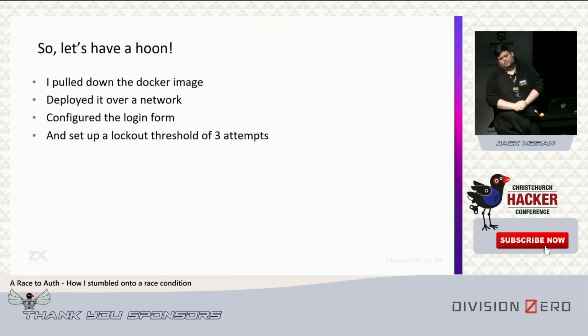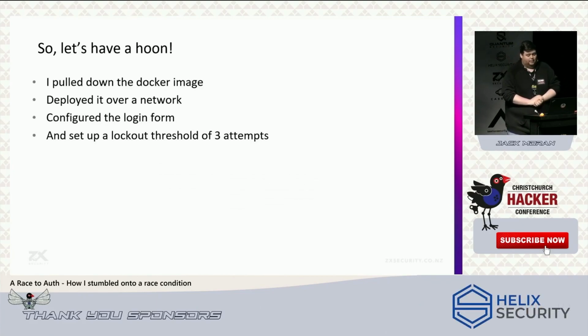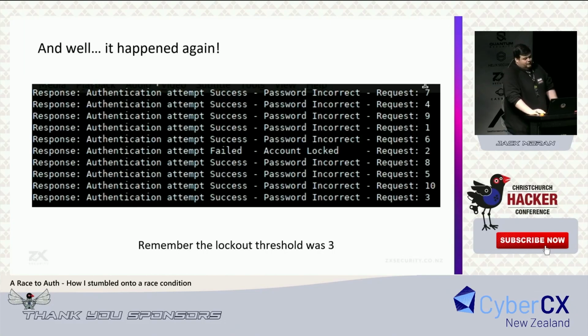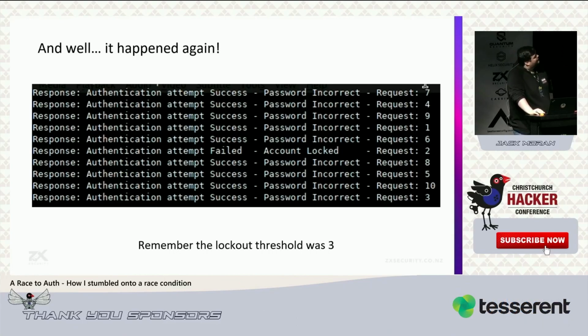So once again, let's have a hoon. Pulled down the Docker image, deployed it over a network, and configured the login form. And I want to stress, I set the lockout attempt to 3 again. And it happened once again. Once again, you are seeing the log output of my proof of concept, which can see multiple requests were happening concurrently. The account lockout happened at request number 2, and the rest just continued going. We have successfully bypassed that lockout threshold again, and once again, this was bad for Auth, and Citadel also agreed.